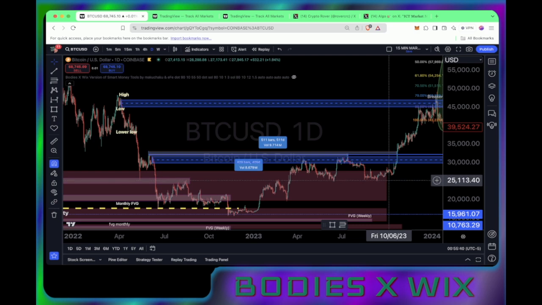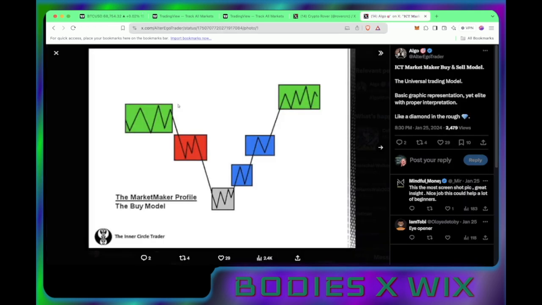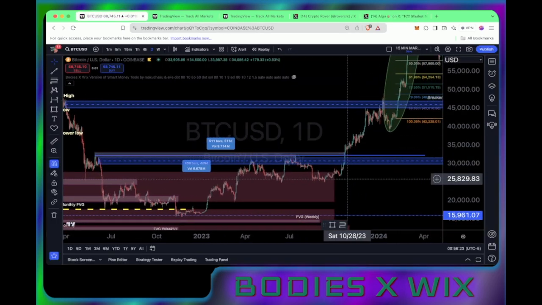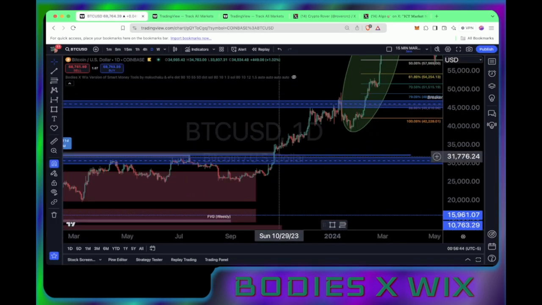An example of this is going to be the Inner Circle Traders buy-sell program. And an example of that is going to be here. So this is the buy model. So it kind of bounces around, but then eventually it breaks up and out. Price will kind of gather and consolidate in certain areas, and after that, it will break out, because that's what price likes to do.